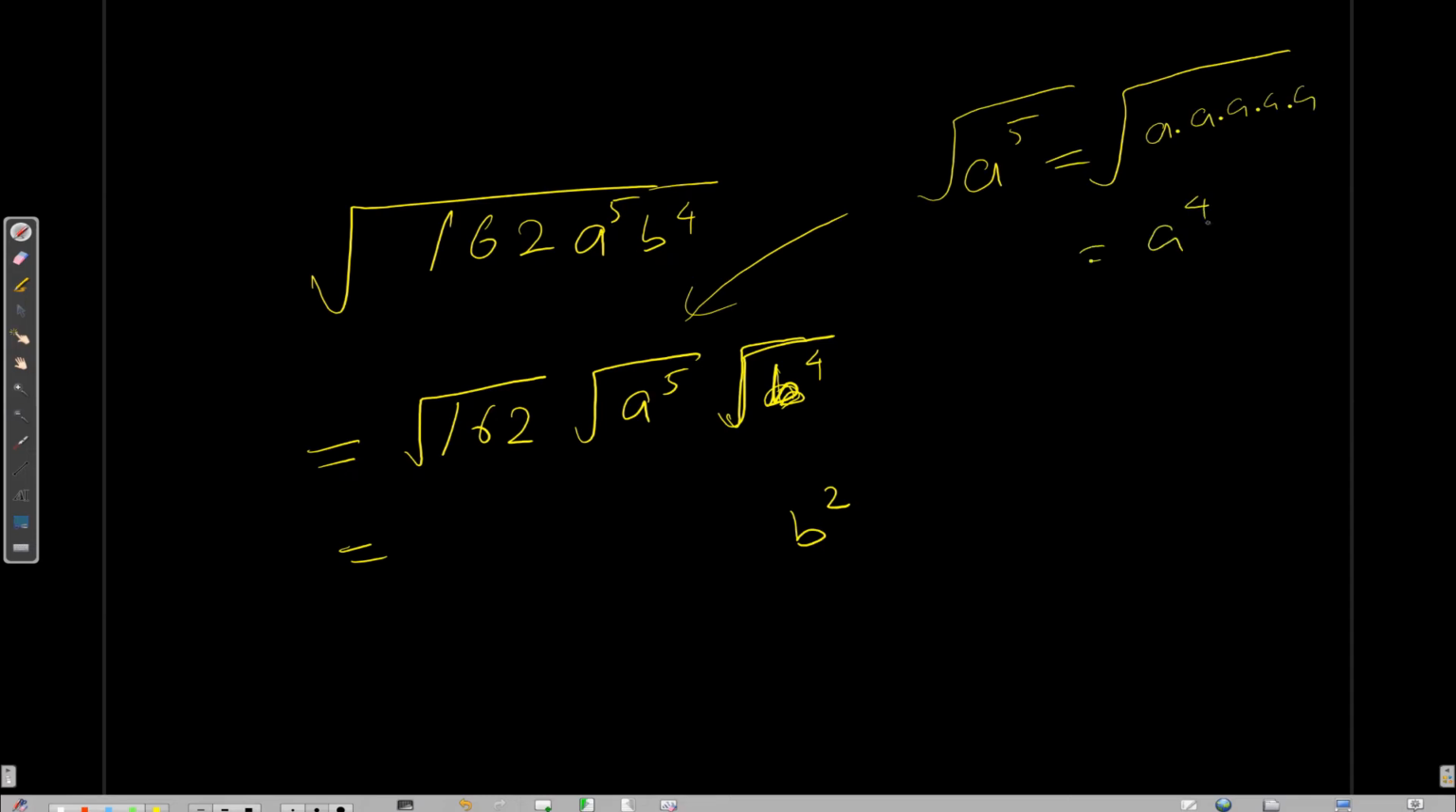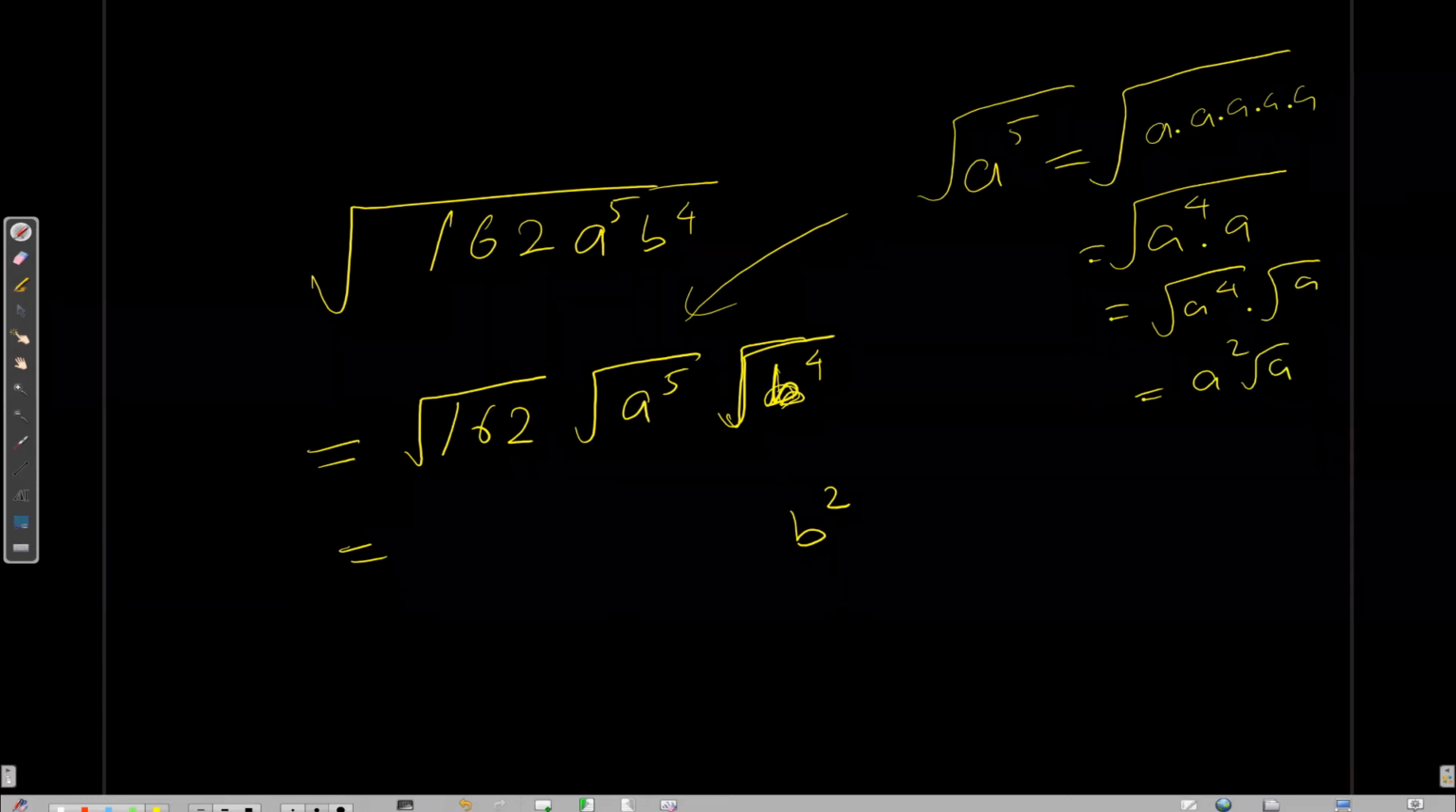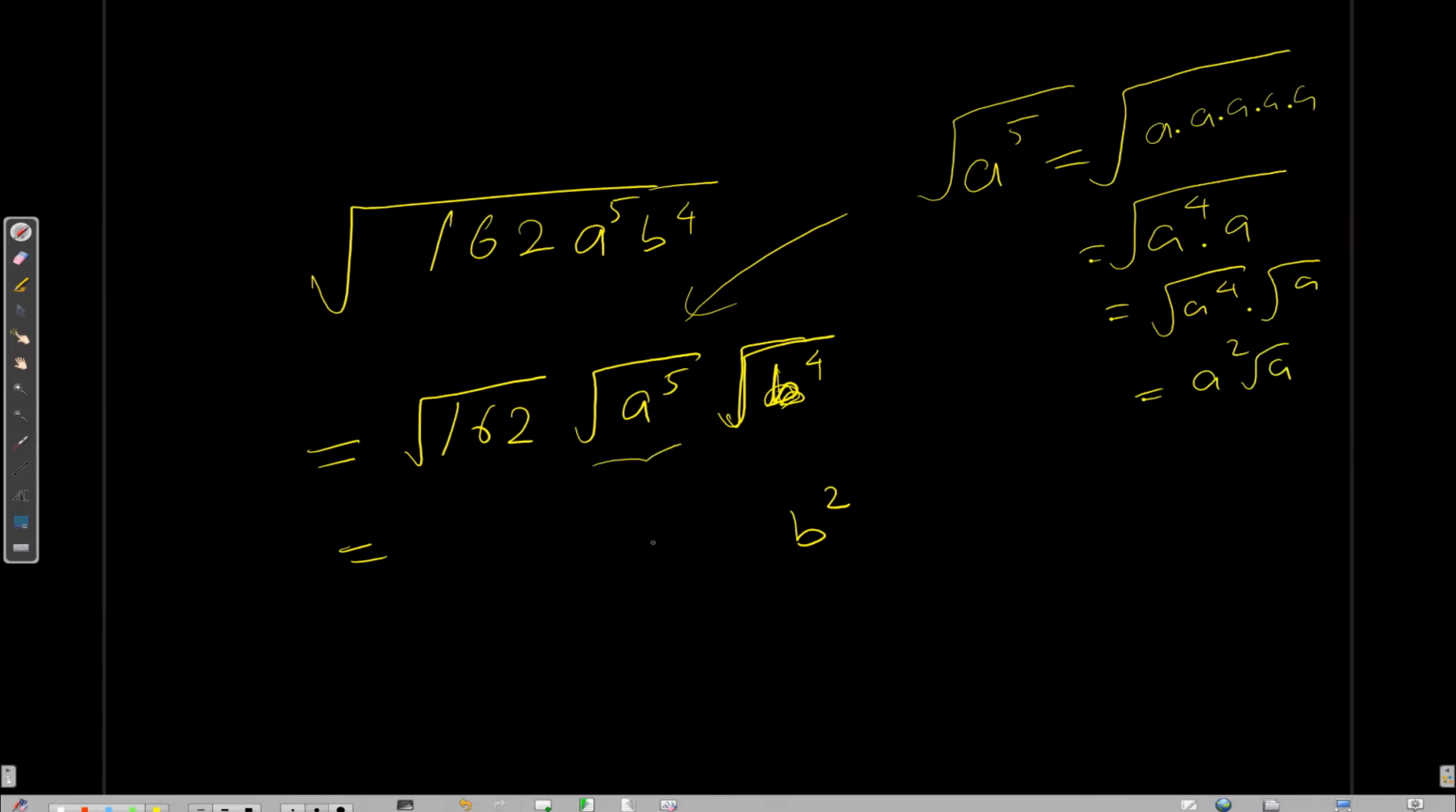Oh, A to the 4 times A, right? Now A to the 4, the square root of it is A squared, and A. So A squared comes out and you have A, that's A to the 1/2 power. And how about this? Is that a nice number?